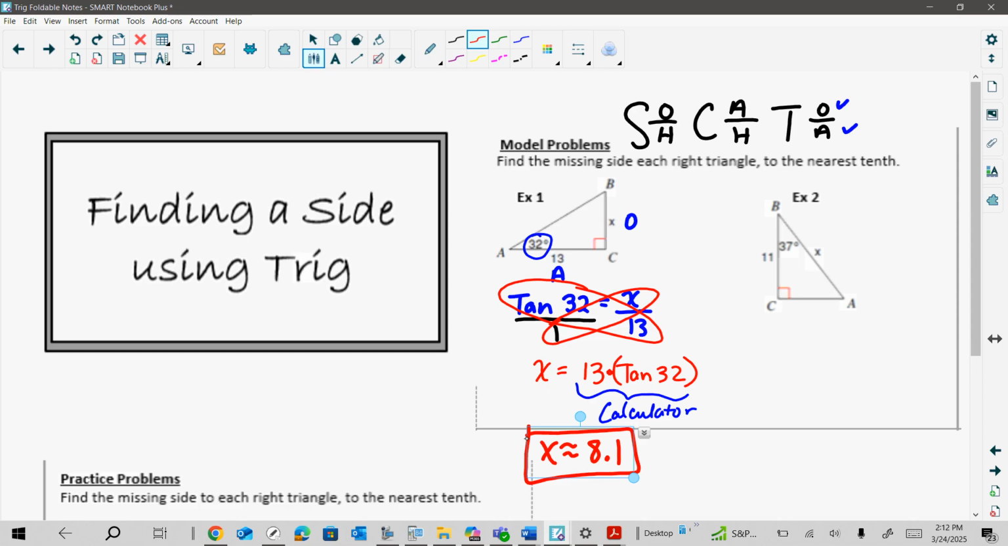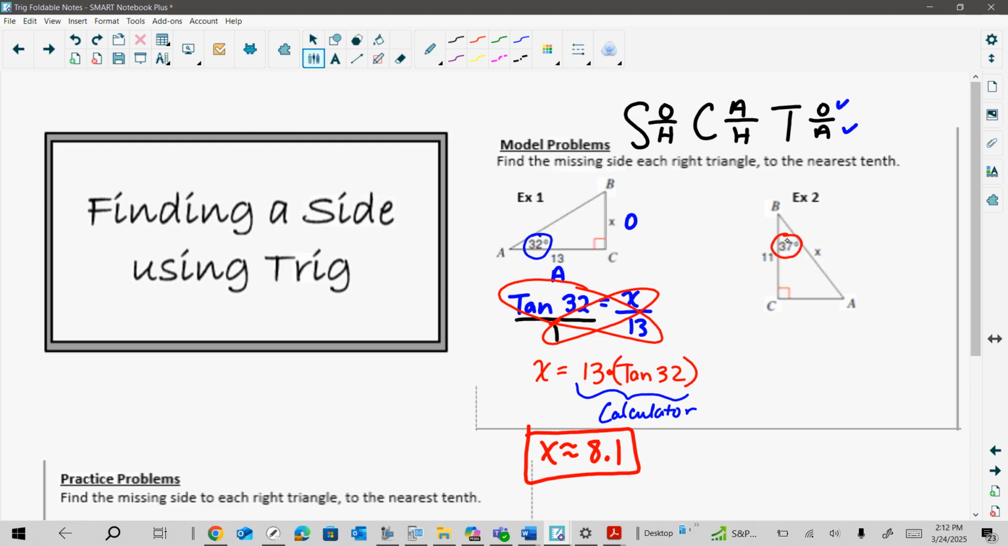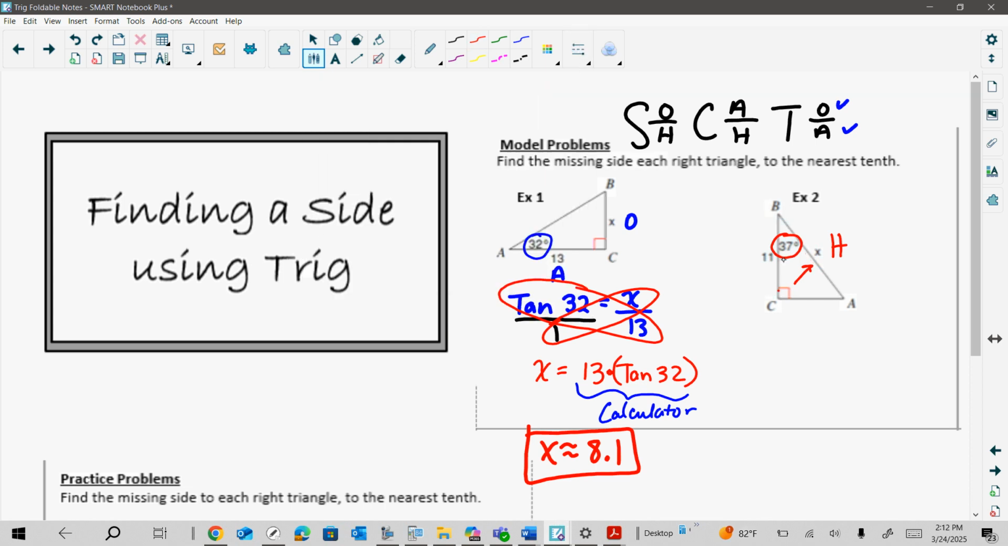Now, I'm going to do the same steps for example 2. You need to start off by circling your reference angle, that's the 37. Label the sides in relationship to that. Any side across from the right angle is always the hypotenuse. So have that down. And then the side with the 11 is the side that's adjacent. So I'm looking at the trig function, basically, that deals with an A and H right there.